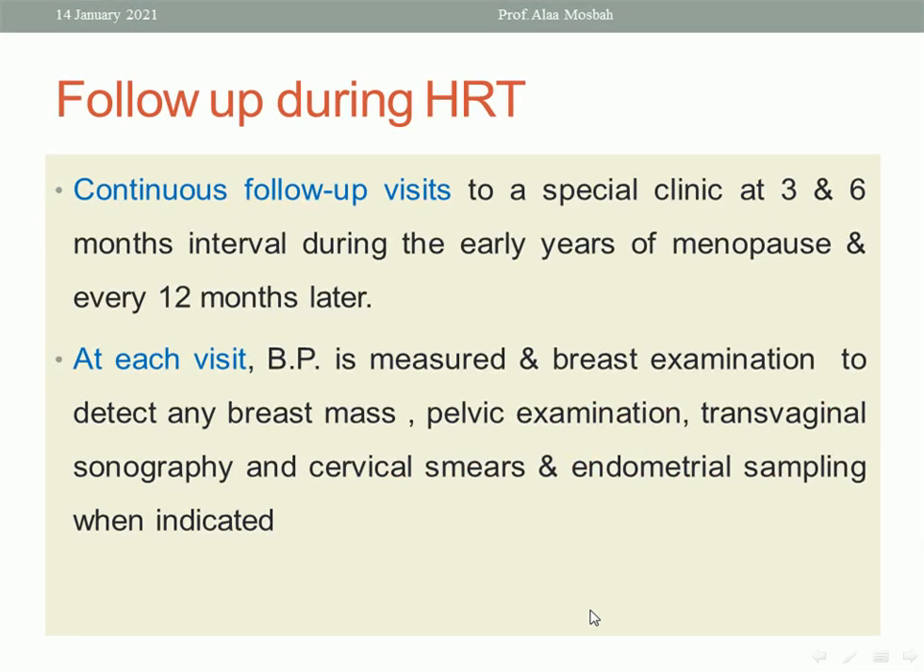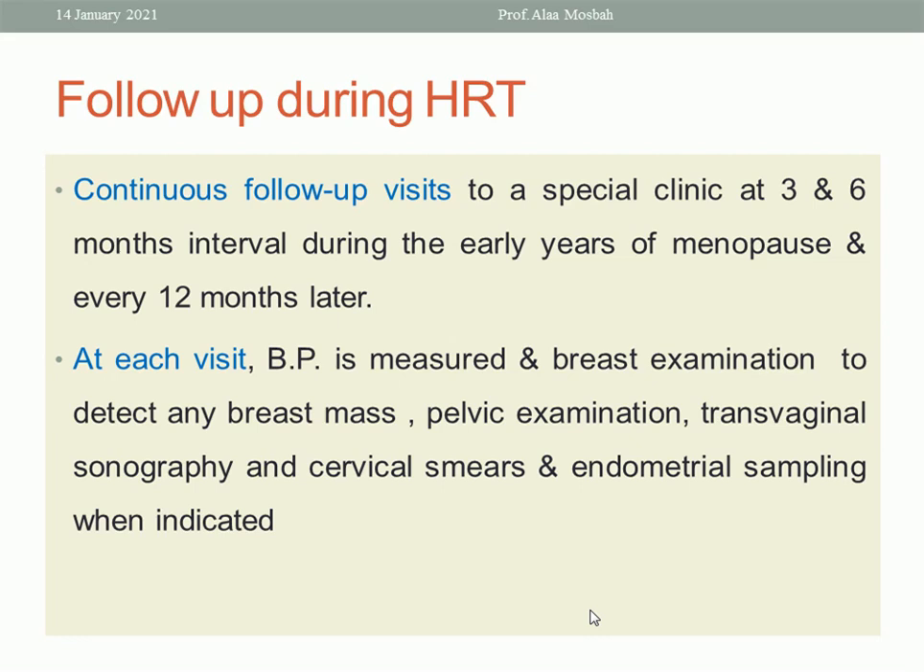What is the follow-up? We will do follow-up for a postmenopausal lady taking HRT every 3 to 6 months interval accordingly and according to the rest. Okay? In the early years following menopause, then every 12 months later. Okay? At each visit, you should take history, complete history taking, any symptoms develop, any complaint. Then you do general and abdominal and the local examination.